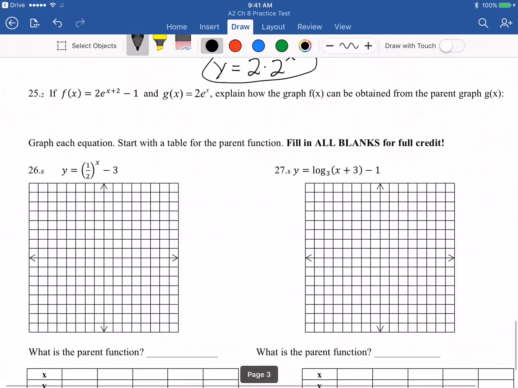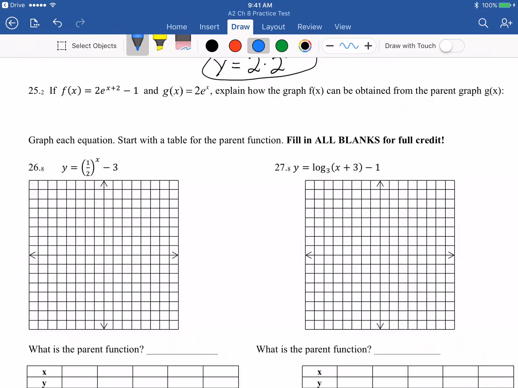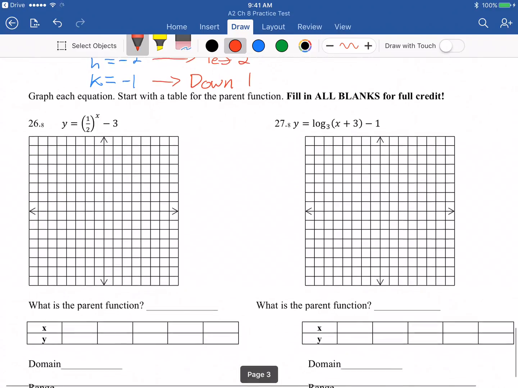All right, so for 25, this is just a really fancy way of asking us to find what is my h, what is my k, and how does that move my graph? So if I look here, my h is -2 and my k is -1. So that k means that my graph is going to move down 1, and that h is -2 means that it's going to move left 2. All right, so that is for 25, all you need to say there.